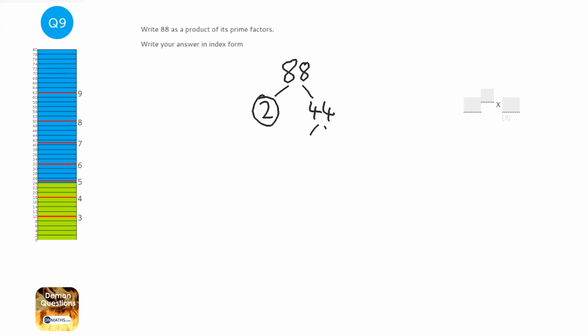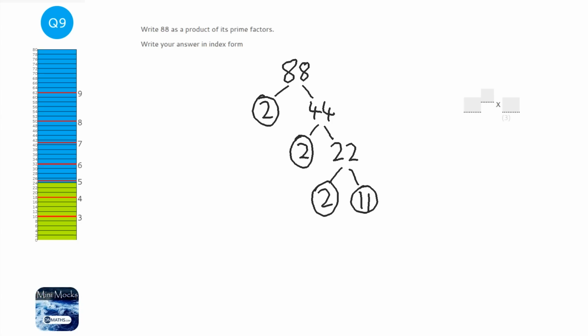So 44, we can get another 2 out of that, we'll divide another 2 out of that, so 2 and 22, 2 and 11. Now 11 is also a prime number, and when you're left with just prime numbers, then you write your answer out like this. Now if you're also asked to write it in index form, that means instead of 2 times 2 times 2, you're going to write 2 to the power of 3 times 11. Now don't work that out, because that will give you 88, so 2 cubed times 11 is 88.